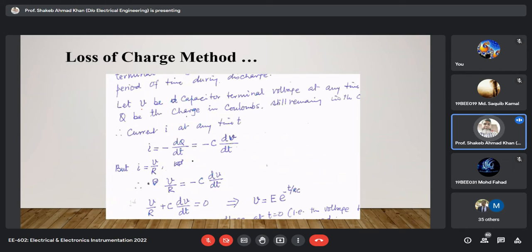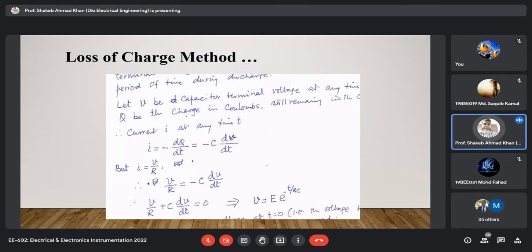Now I try to explain here. Let V be the capacitor terminal voltage, that is basically reducing, varying with time. Voltage at any time, Q be the charge in coulombs. Q is the charge still remaining on the capacitance. So current I at any time t will be equal to minus dq by dt.